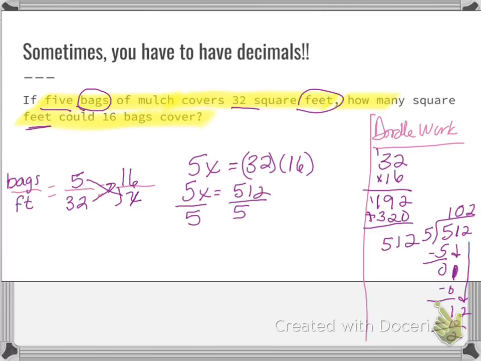I've got 2 left over, so here's where I add my decimal point and a 0. So then I get 20 divided by 5, which I'm a little out of space, so I'm going to put up here, would go in 4 times. You guys have done division with decimals, so this shouldn't be a problem. So we end up with 102.4. These 5s cancel out, and we get 102.4 as our solution.